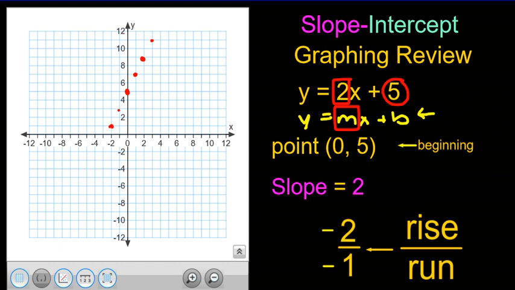Okay? And then we just connect our dots with a straight line, and we just graphed, when given slope-intercept form, we graphed it by using the point and the slope to graph it. Let's try one more.